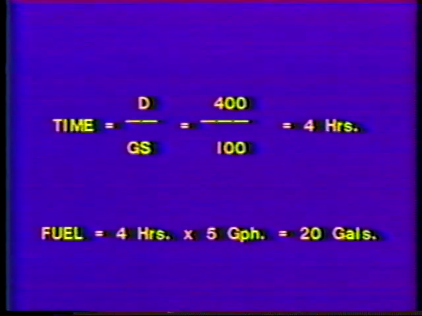Suppose we want to fly 400 nautical miles with a ground speed of 100 knots. Using the formula for time, time equals distance over ground speed, we arrive at a time of 4 hours. Our rate of consumption is 5 gallons per hour, so we multiply 4 hours times 5 gallons to determine 20 gallons of fuel. We will put all of this information to use in the preparation of a short cross-country in the next program. It is important to remember that a good flight begins on the ground with thorough flight planning.